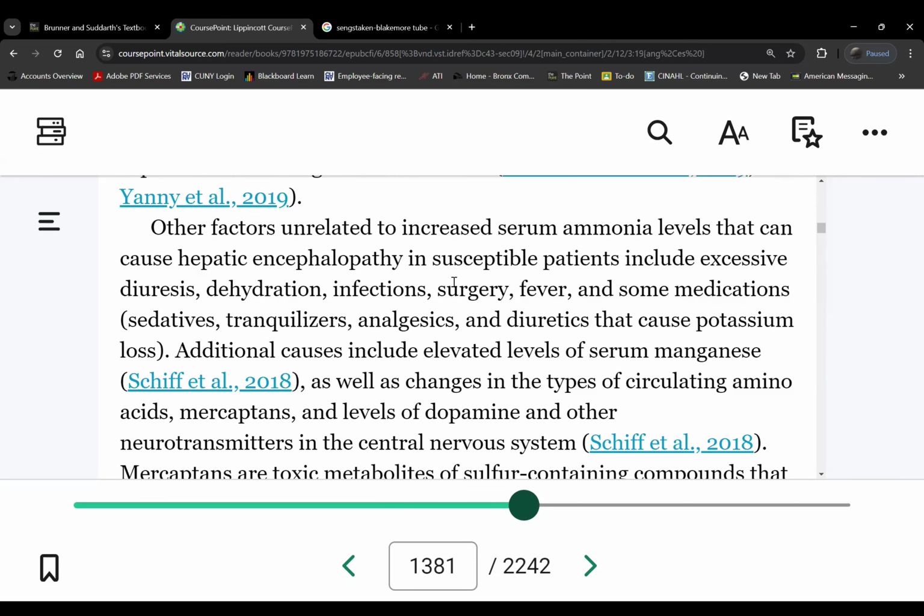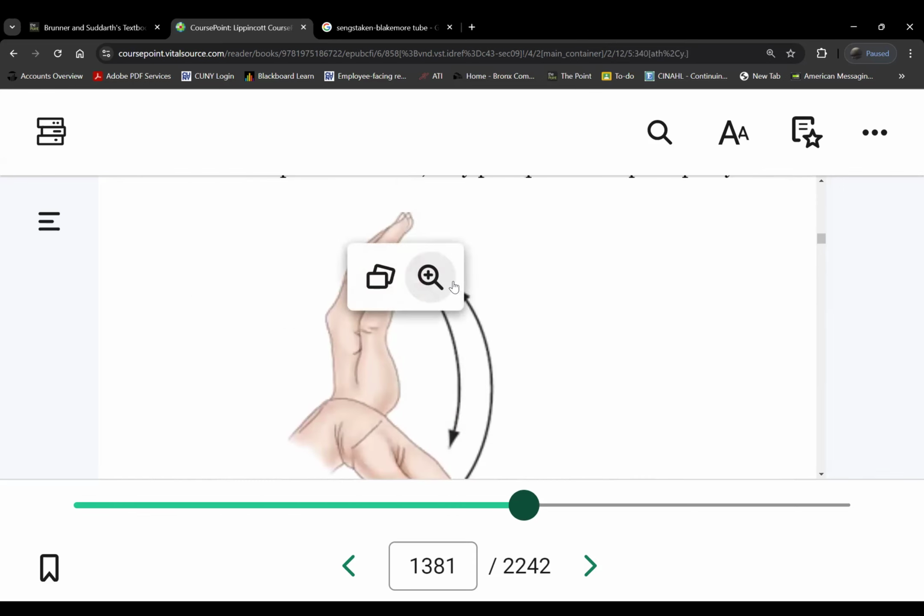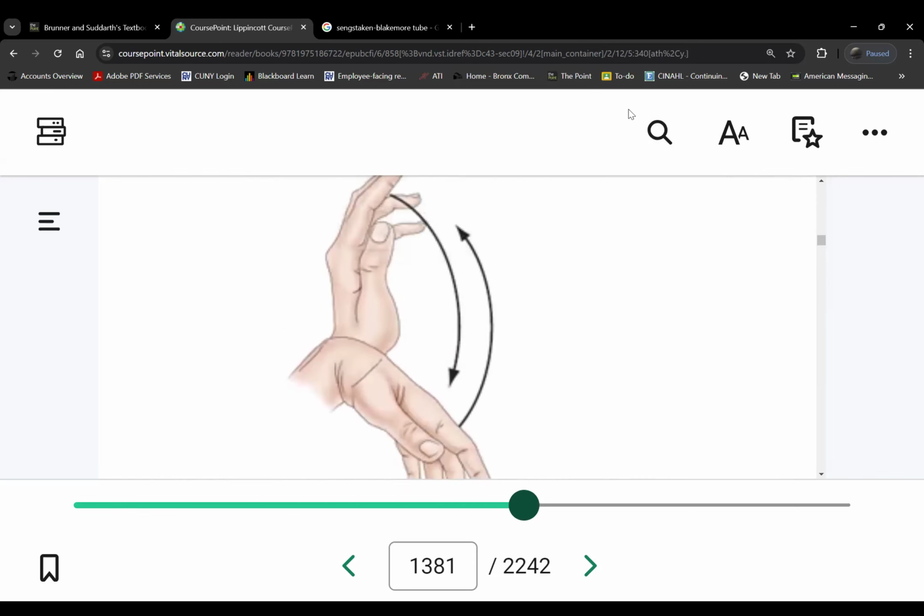Our goal, this is the manifestation, by the way, asterixis or flapping tremors. This is elicited by you. I just ask the patient, okay, hold your arms up like this. If their hands do this, that means they have nerve irritation already in the brain. So they'll have asterixis or flapping tremors. This is seen in stage 2 and up.